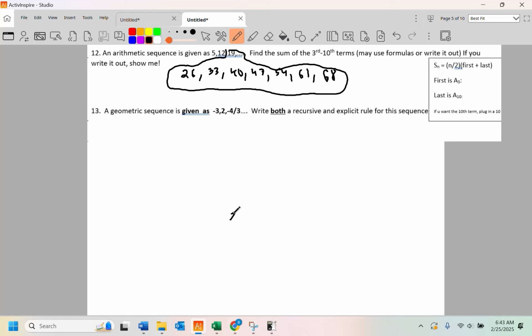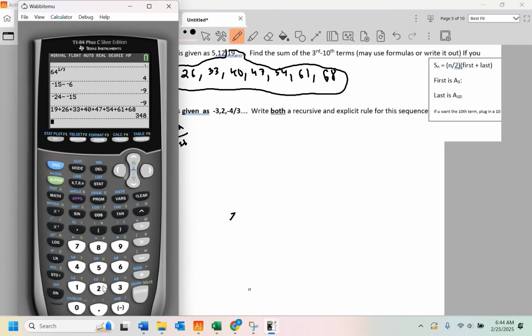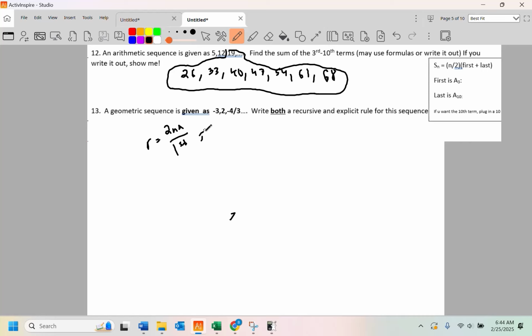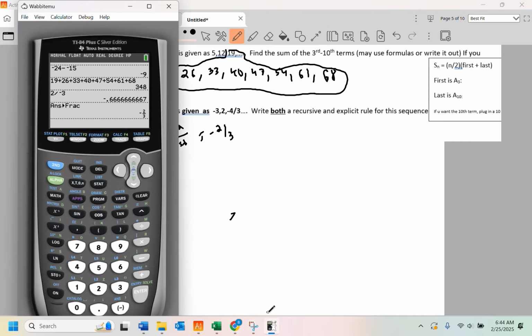A geometric sequence is given as -3, 2, -4/3. Write both a recursive and explicit rule. So I'm going to need to know the ratio. The ratio is going to be the second over the first. All right, so if I take the second term, which is 2, and I divide it by -3, and I convert back to a fraction, God bless you, because you don't know what that is, I get -2/3. All right, now let's see if that holds. Let's take the -4/3 and divide it by 2, and if it holds, it definitely is a geometric pattern, and it is. It's -2/3.